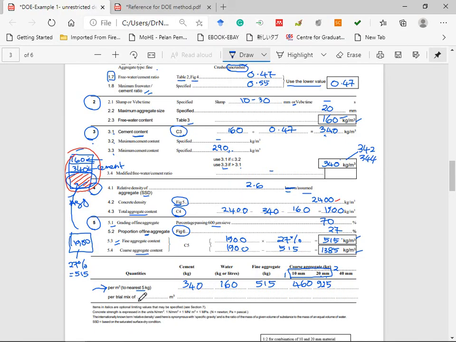Then we calculate the per trial mix of, let's say, 0.05 cubic meter. Then 340, this 340 multiplied by 0.05, thus we get in kg, 17 kilograms for cement. 160 multiplied by 0.05 for water in kg is 8.0. So the same process for the aggregate, the same formula. 515 multiplied by 0.05, so we get 25.7, and here is 23 for the coarse aggregate with diameter 10 mm, and the 20 mm is around 46.2.